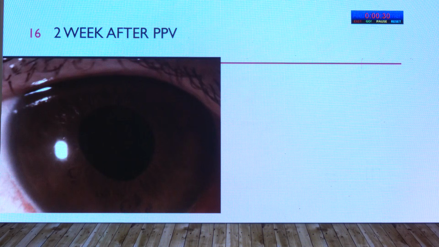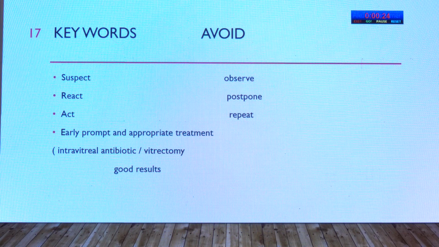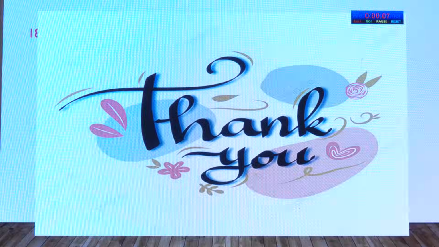So this is the patient after 2 weeks of PPV, with a clear cornea, clear vitreous, and good vision. So the thing is to suspect. First thing we have to suspect is whether it's endophthalmitis or not. Then we have to react and act so that we can have good results for the patients. Thank you.